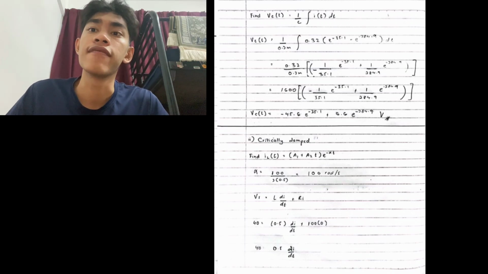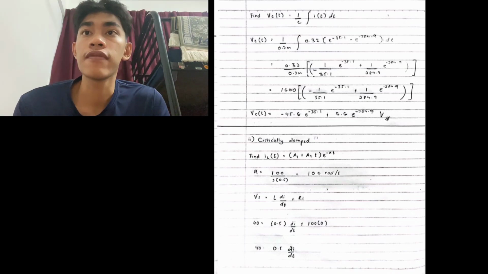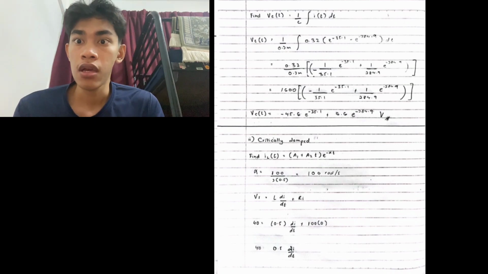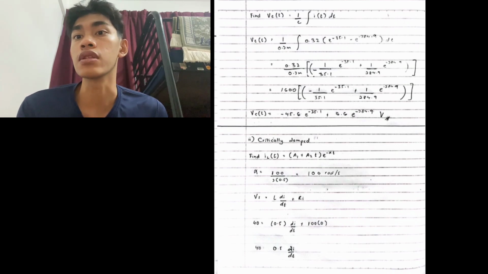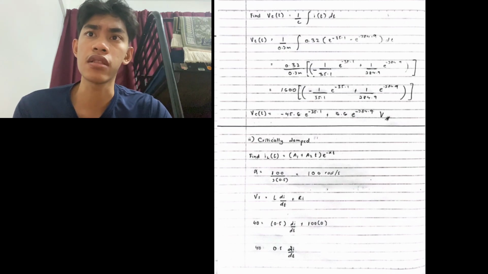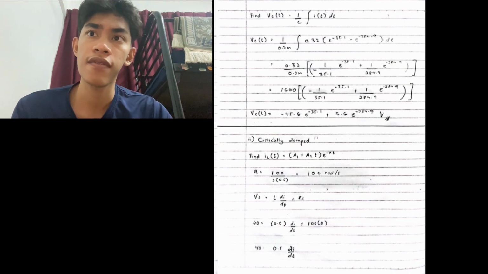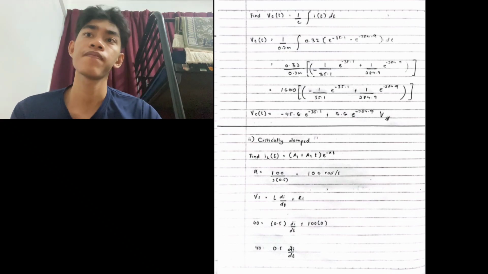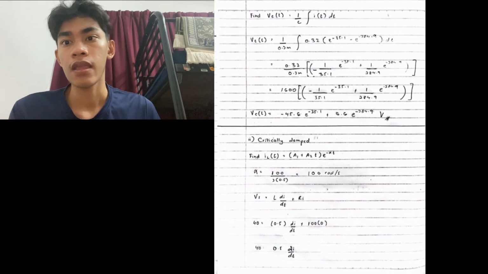Then we need to find the value of the VC for the overdamped response. We use the formula 1 over C times the integration of i(t) dt. Then we insert the values into the expression. Finally we find the answer, VC equals negative 45.6 exponent power of negative 35.1t plus 5.6 times exponent power of negative 284.9t volt. So that is the answer for VC(t) for the overdamped response.